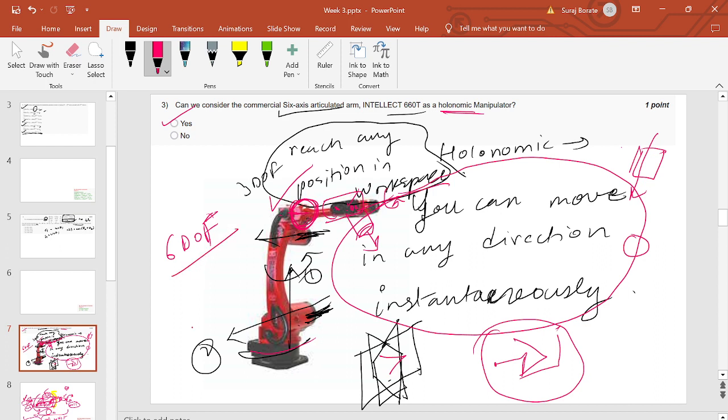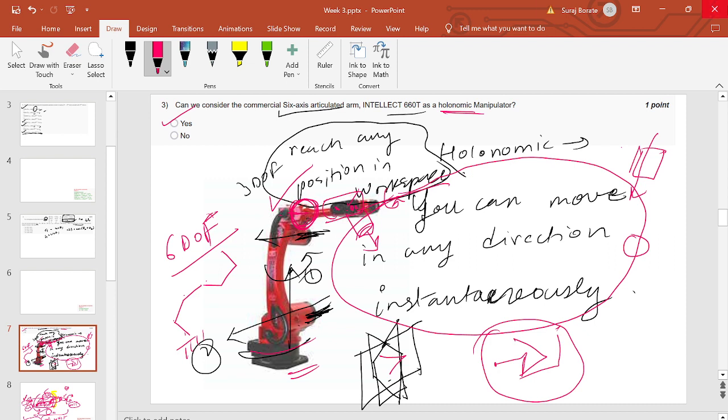There can be a stupid way to arrange all the 6 degrees of freedom, where all the links are in the same plane: motor 1, 2, 3, 4, 5, 6. Now this cannot move outside the plane even though it has 6 degrees of freedom. So this is not a holonomic manipulator. It cannot move in any direction instantaneously. This particular one is. So that is the answer for it.